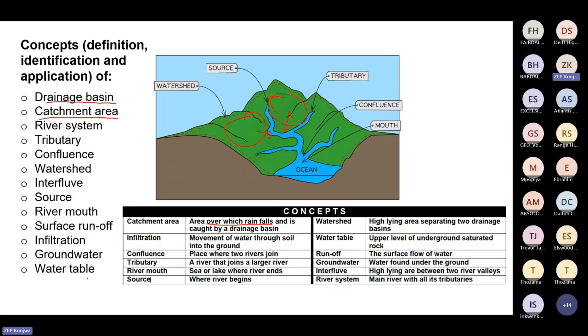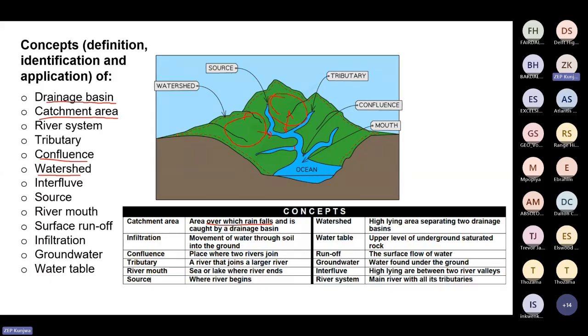And then the watershed, as I've said before, look at those red dotted lines there. That is your watershed. It's separating two drainage basins. And how are you going to see the watershed here? Most of the time it is going to be given as a dotted line on the edges of the high-lying area. So that is going to be your divide. Yes.